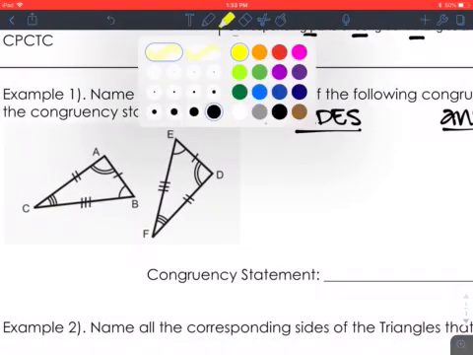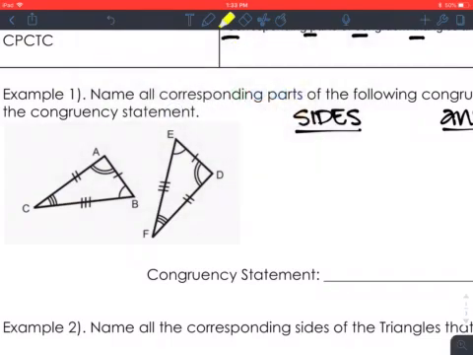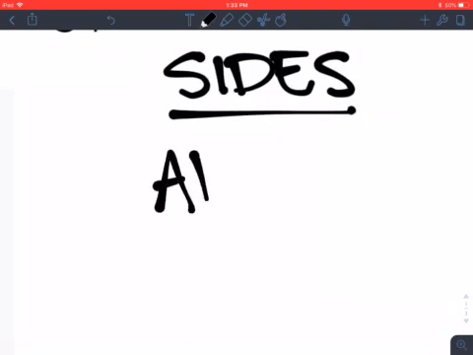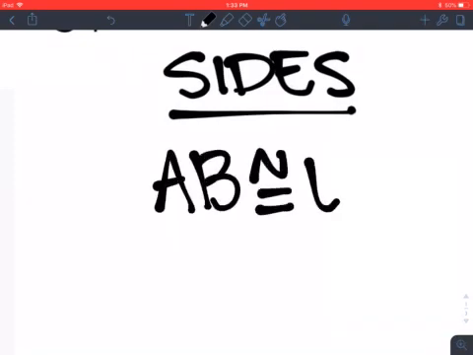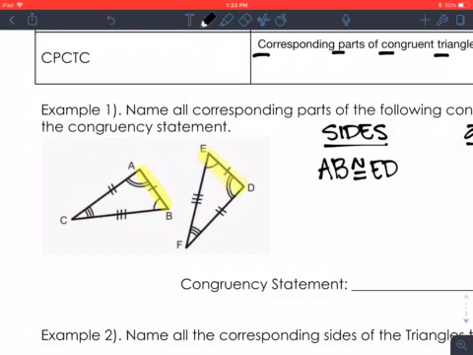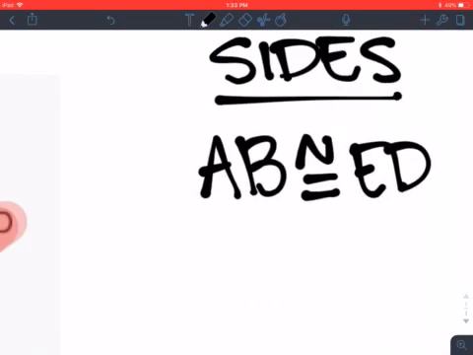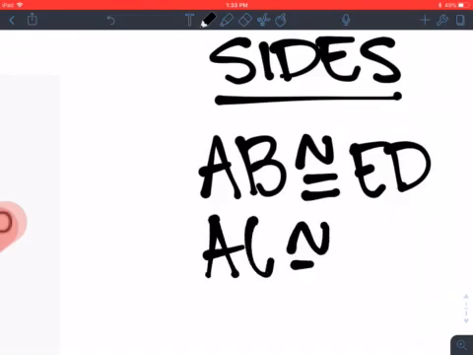So for example, if I take a look at this triangle ABC, I am going to start with my sides, and I'm going to highlight AB. I'm going to come over to this other triangle and find that same notation, which means that I know that AB is congruent to ED. Now, the next side I'm going to go to, it doesn't matter which order you write them, I'm going to go to AC. I look for the two tick marks, and I know that AC is congruent to DF.